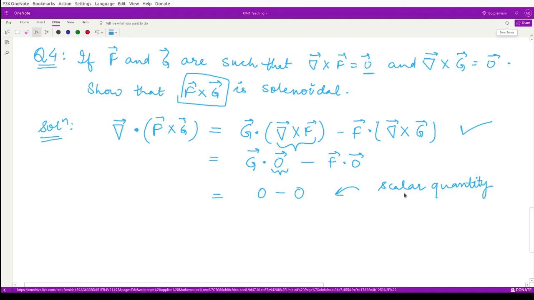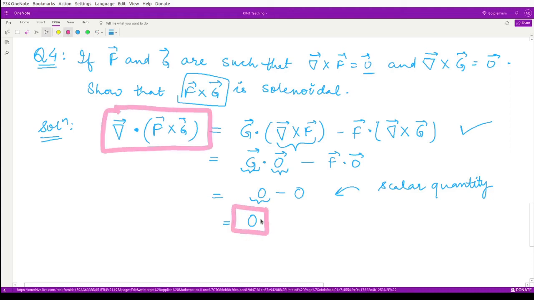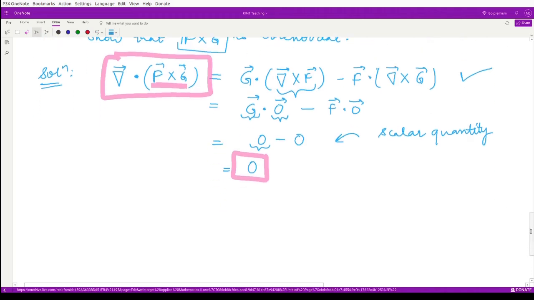Because the divergence of two vector quantities always results in a scalar quantity, we have 0 here as the answer. So here also we started with the divergence of vector f cross vector g, and we obtained 0 as an answer. So in this case we can call this vector the solenoidal vector.